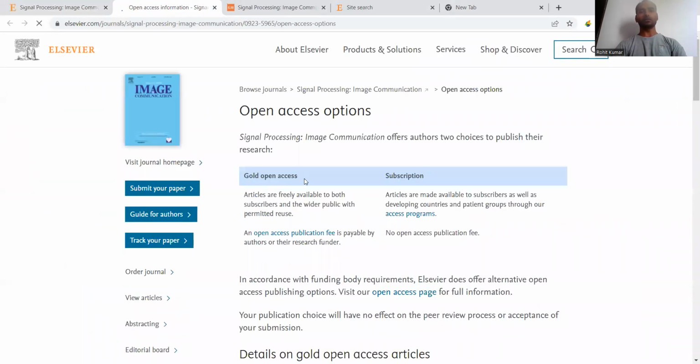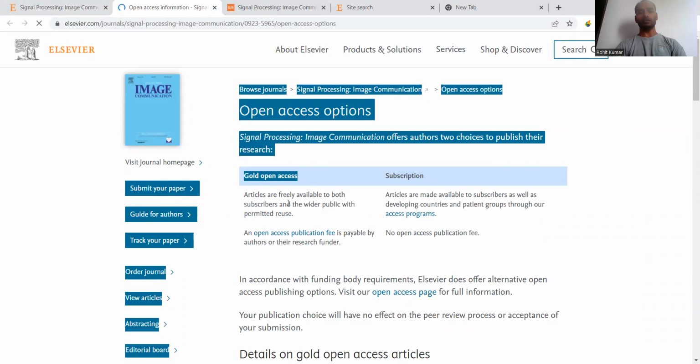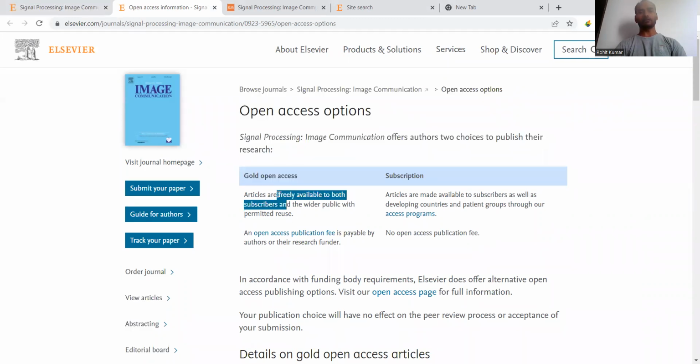Here you can see that gold open access means you don't need to pay any fee, meaning articles are freely available to both the subscribers and the wider public. But here you can see that articles are made available to subscribers only. So in this way, I think if you don't have financial support, go for this option, as this option is also a better one.